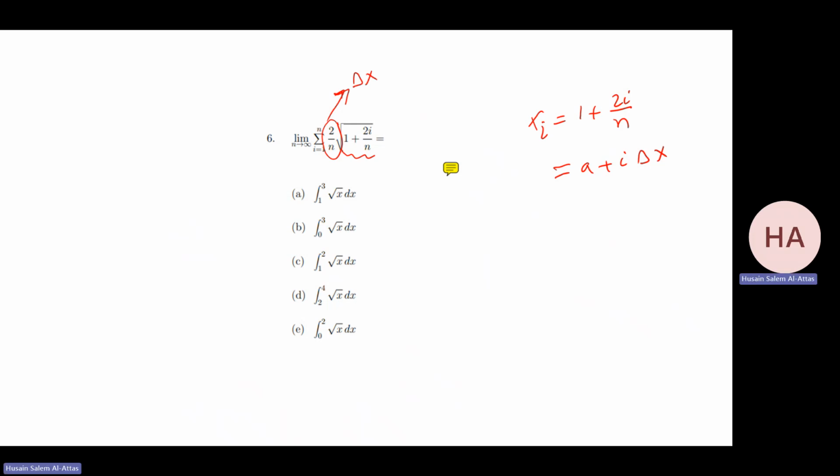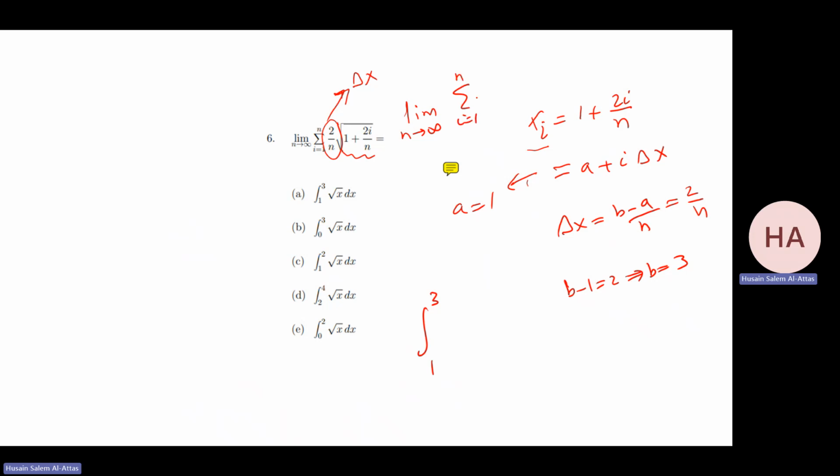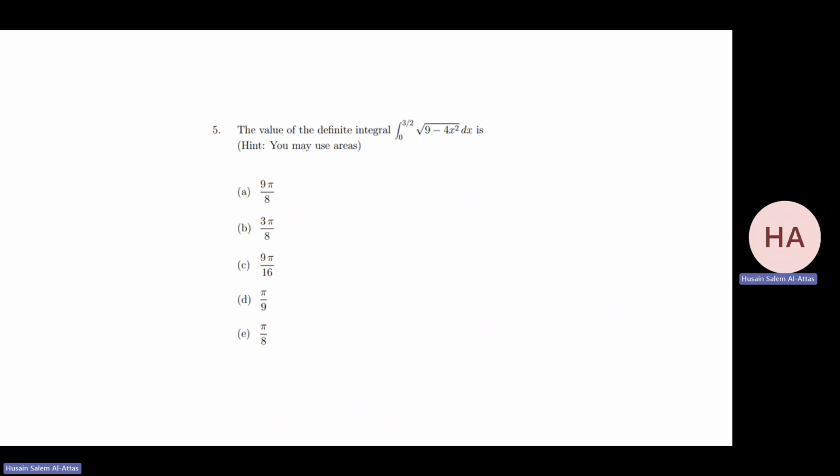Now, delta x is b minus a over n. Notice here, a equals 1 and this is 2 over n. So b minus 1 equals 2, so b equals 3. So the integral from 1 to 3 of f of x, which is what? Square root of xi. So I can rewrite it as limit n goes to infinity, summation i equals 1 to n, delta x, f of xi. What is f of x? Square root of x. That will be the integral of square root of x dx. I hope it's clear.